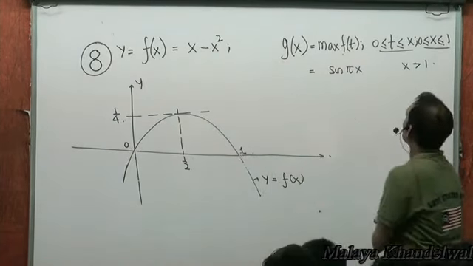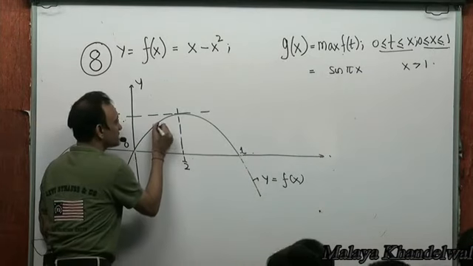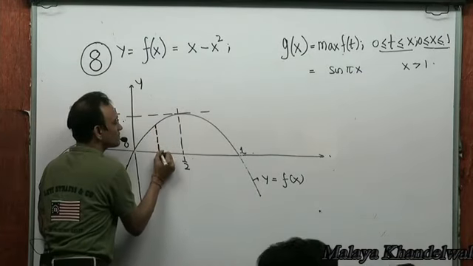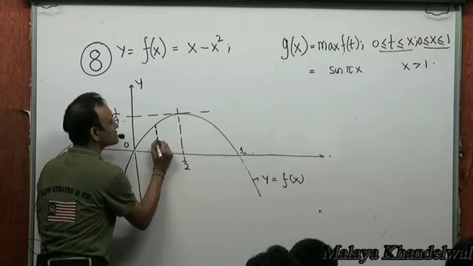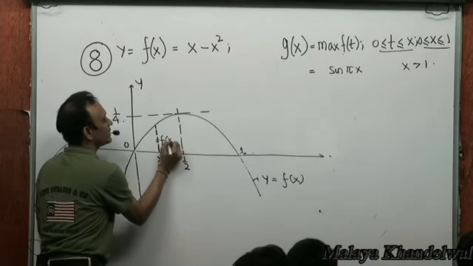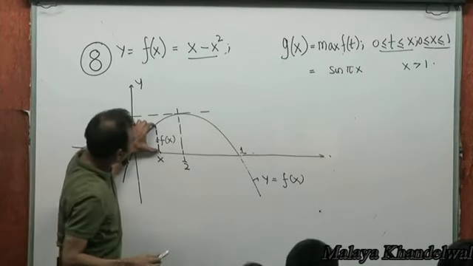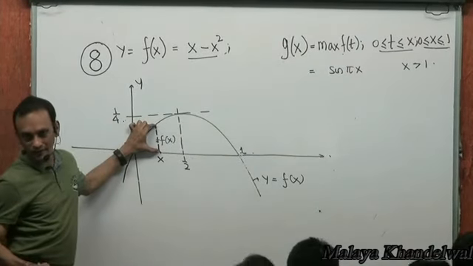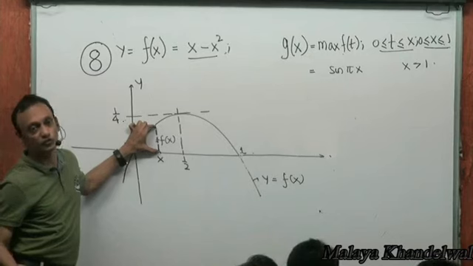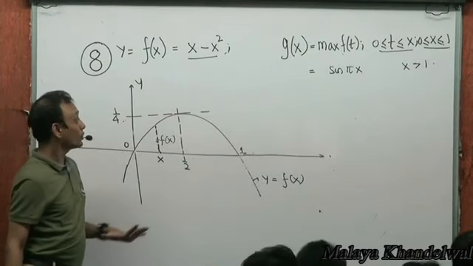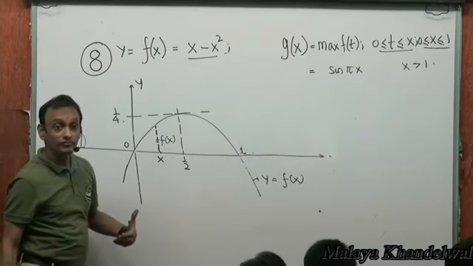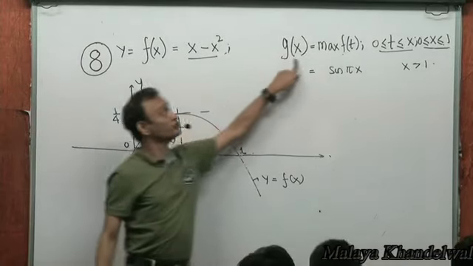For a given x, f(x) is known, right? f(x) is x minus x squared. For any given x, the value of f(x) will be this ordinate, which would be x minus x squared. But I want to find, for a given x, the value of g(x).